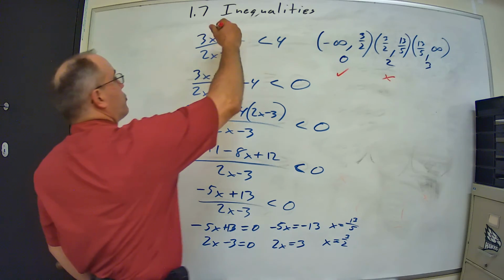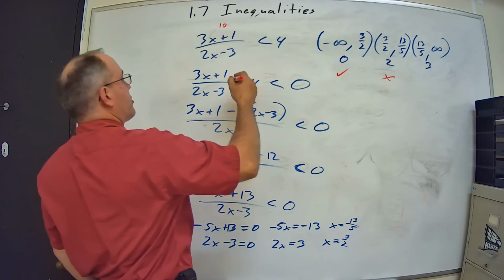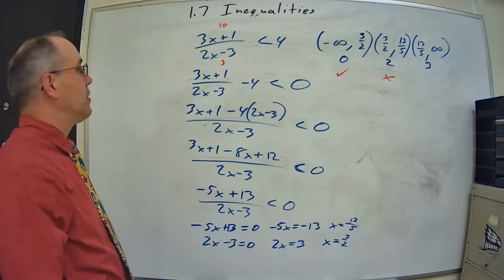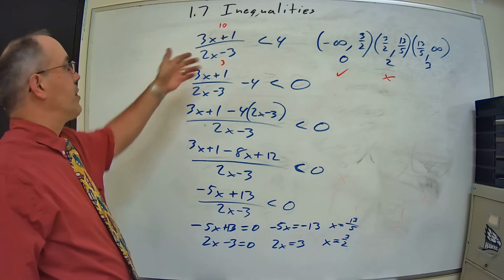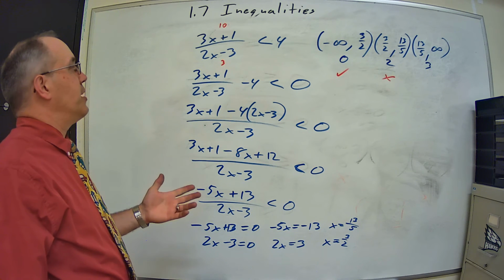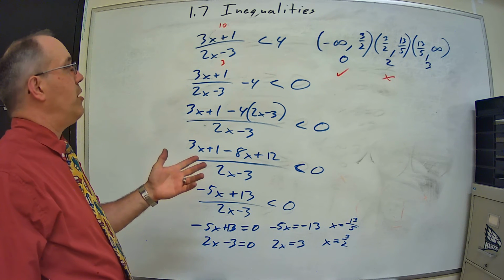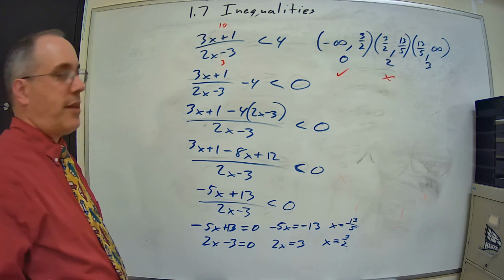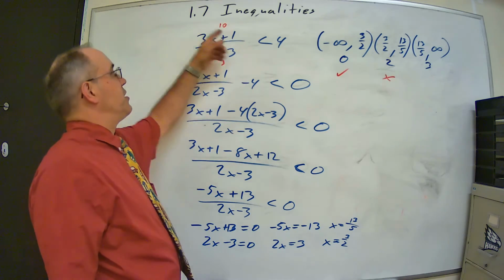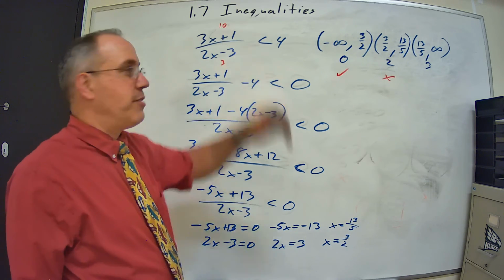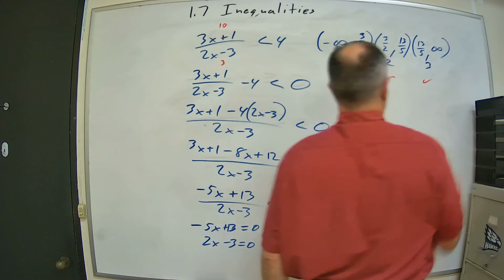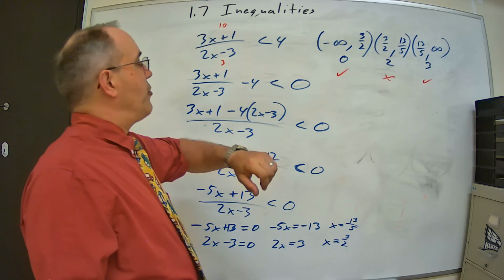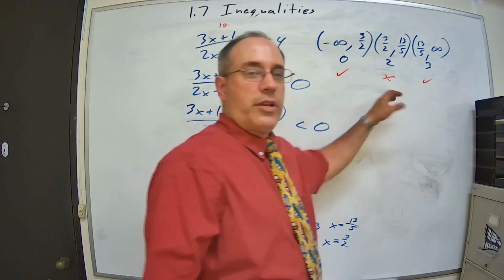3. 9 plus 1 is 10. 6 minus 3 is 3. 10/3, that's 3 1/3, less than 4. No, that is not. Oh, sorry, yes it is. I'm looking at it the wrong way, of course it is. 3 1/3 is definitely less than 4, so yes, we're good. For some reason, for a moment, I was thinking greater than. That's okay. So we found our intervals that work and the interval that does not.